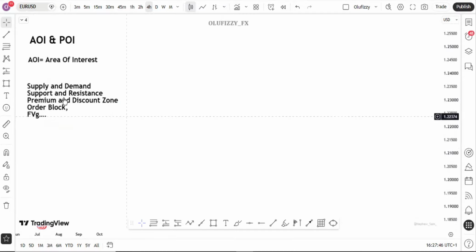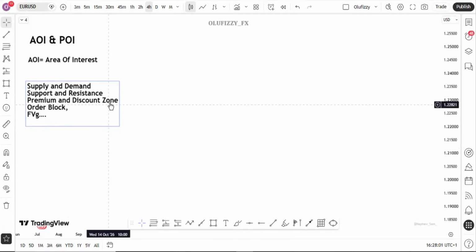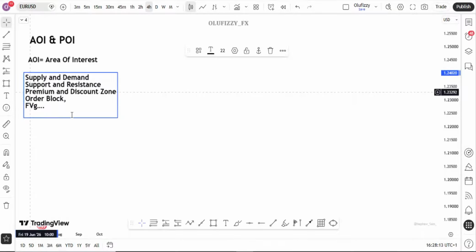It depends on what you are looking at when you are trading. Some people that trade supply and demand will start looking for supply and demand as their area of interest. If you trade based off support and resistance, that is what you're going to be looking at as your area of interest. You can also look at premium and discount as your area of interest, and it can be an order block or fair value gap. But in this video, we're going to be using supply and demand, for example.